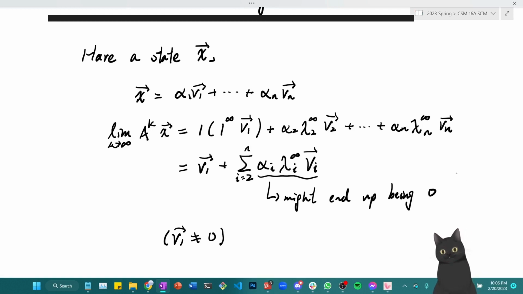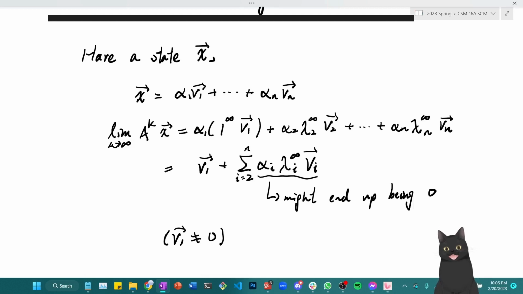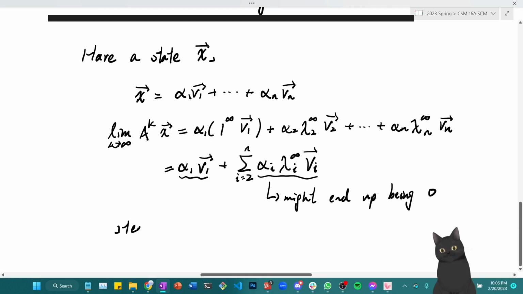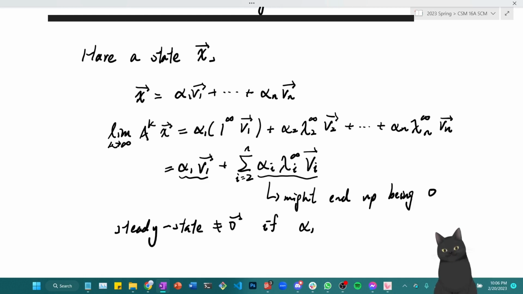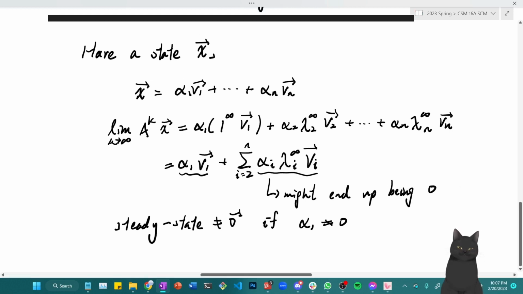Let me expound that a little bit more. Say that I now change the coefficient of v1 to alpha 1, which is an unknown scalar. So the steady state I'm left with would at least be alpha 1 v1. So your steady state would be non-zero if alpha 1 is not equal to 0. Okay, hopefully that was a good summary of the implications of what we have proven in part C.